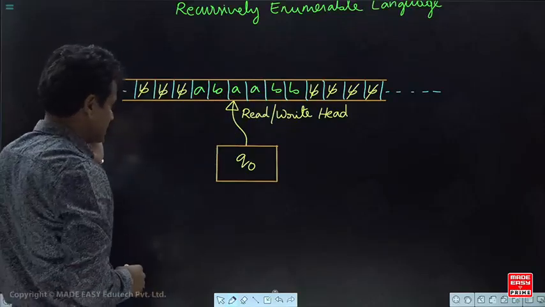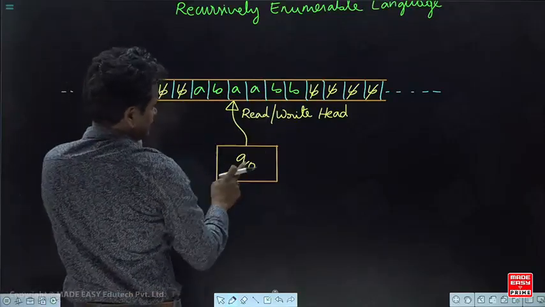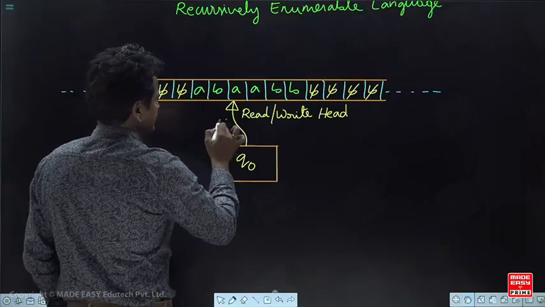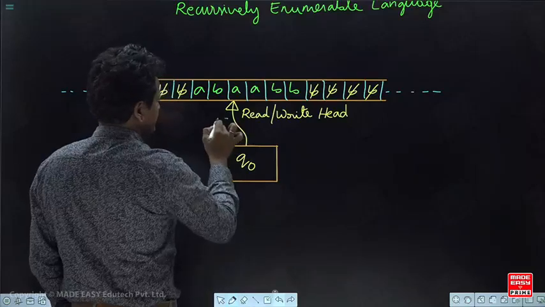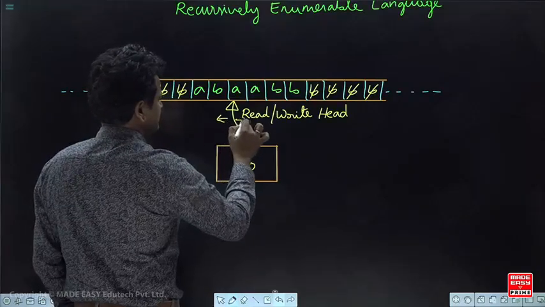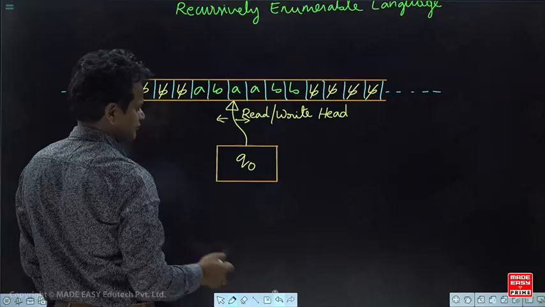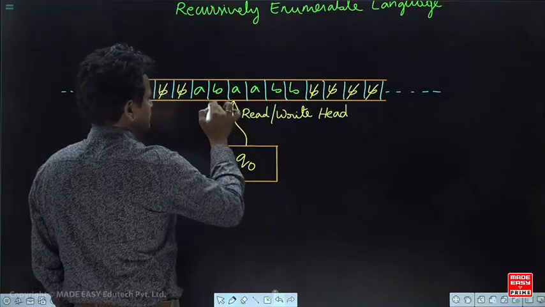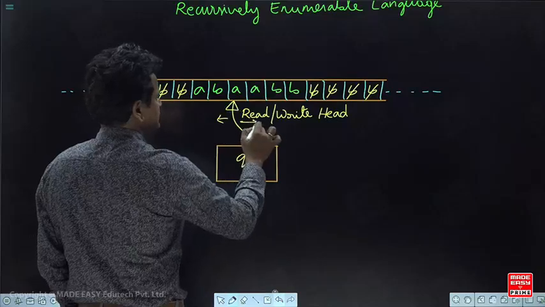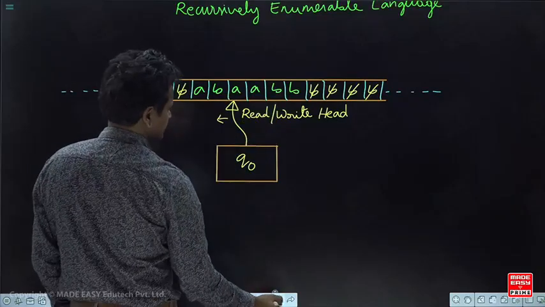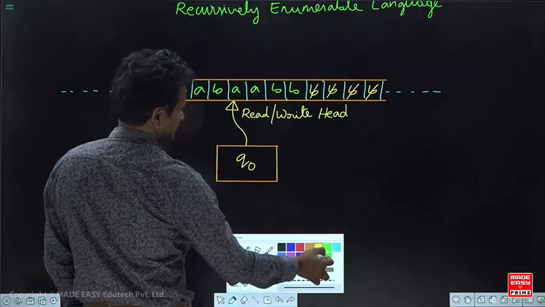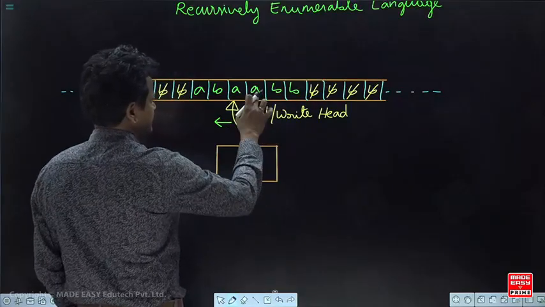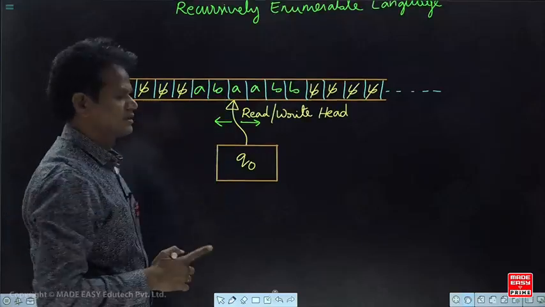Now this tape is connected to the finite control mechanism through the read or write head, which can move either one cell left or one cell right only. That means after finishing this transition, the machine can come to this cell or to this cell, either here or here. That's it. Only one cell, not more than that.